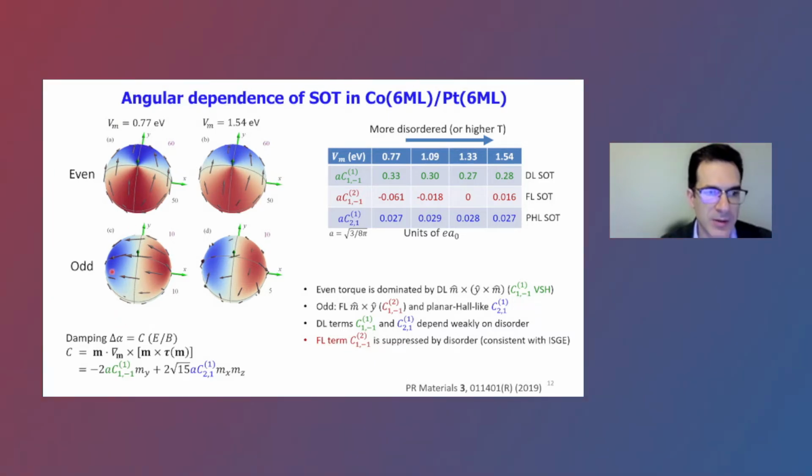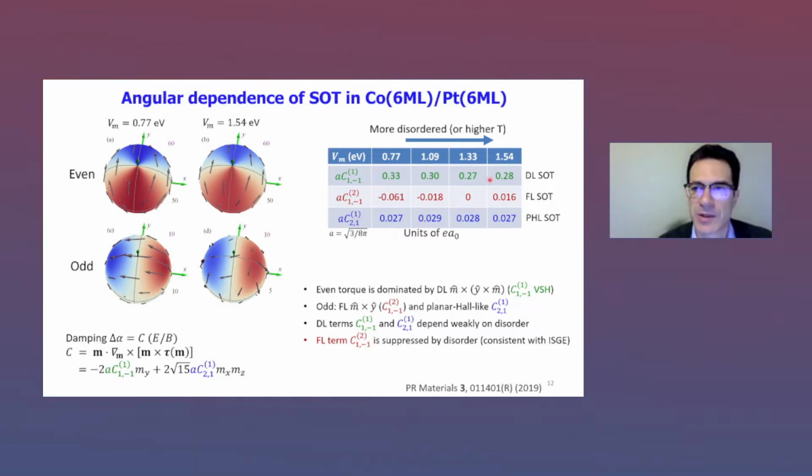The odd term is more complicated, and this is the dependence on the disorder strength. Less disorder on the left, more disorder on the right. So the even part looks pretty much the same. The odd part does change a lot. And the reason is that the odd part contains both the field-like torque and the C21 harmonic, which is the one I showed on the previous slide. That's the planar-Hall-like harmonic.